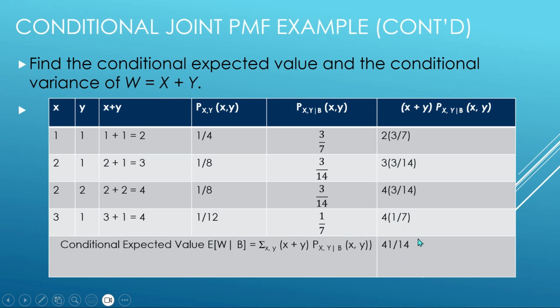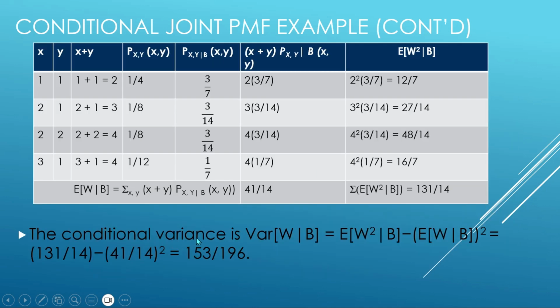So to get the expected value, simply what we do is multiply this x plus y with this p of x comma y given B, and then we take the sum of them. So the expected value is 41 divided by 14. Now the conditional variance is given as variance of W given B. This is called conditional variance. Why? Because we find the variance of W given B. So that is equal to expected value of W square given B minus E of W given B whole square.